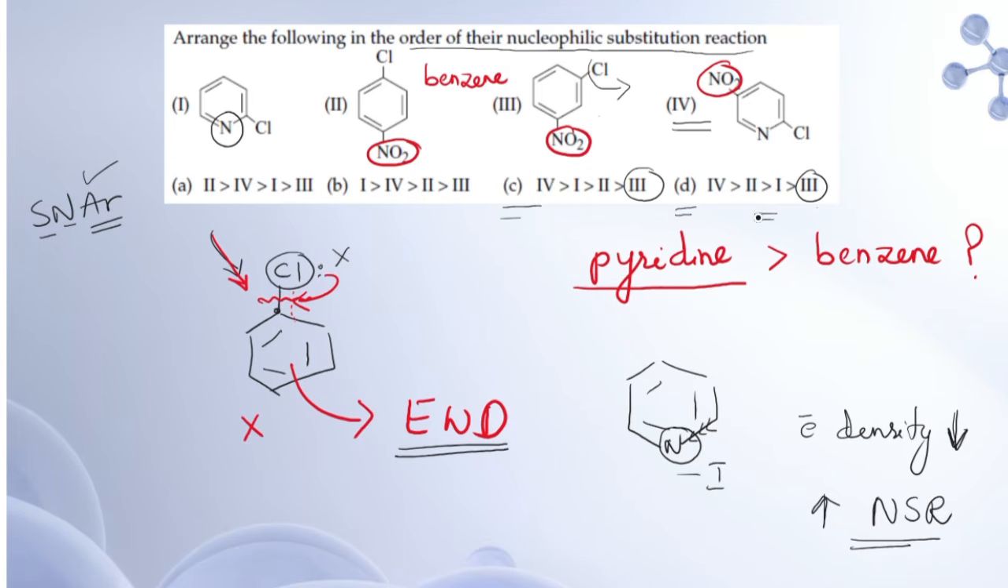Now the competition is between 1 and 2. So how do you decide between 1 and 2? As I told you, pyridine is always more reactive than benzene, irrespective of the position of the chlorine over here. Therefore, 1 will be more reactive. So where do we have 1 as more reactive than 2? It is in option C. Therefore, the final answer is C.